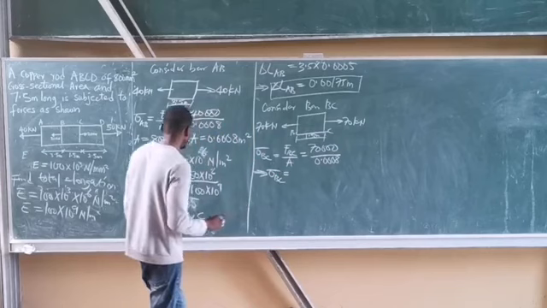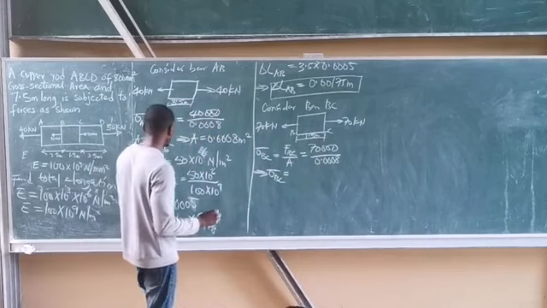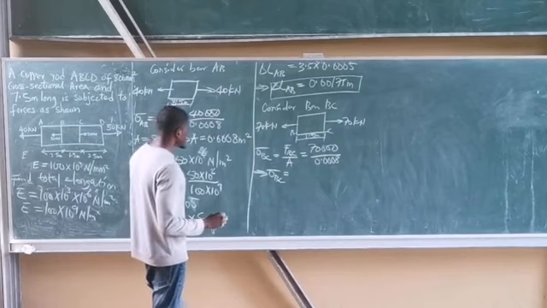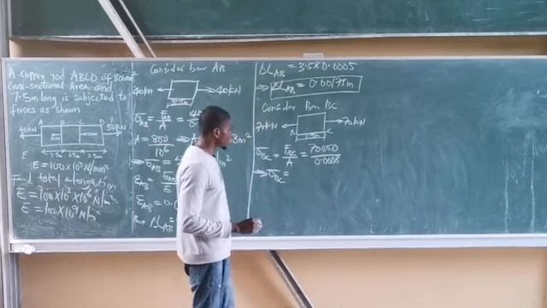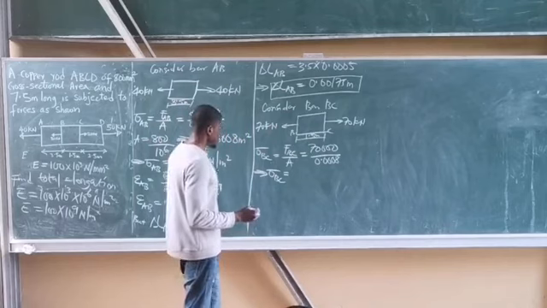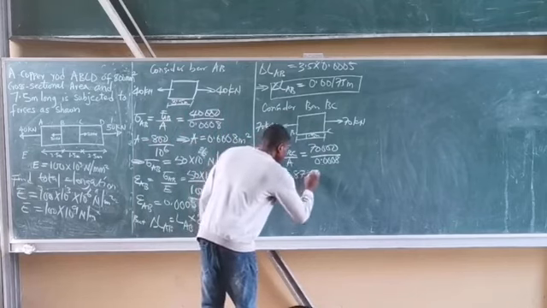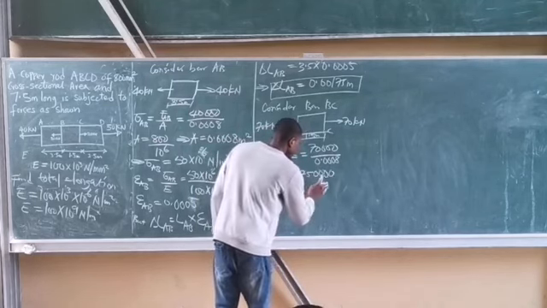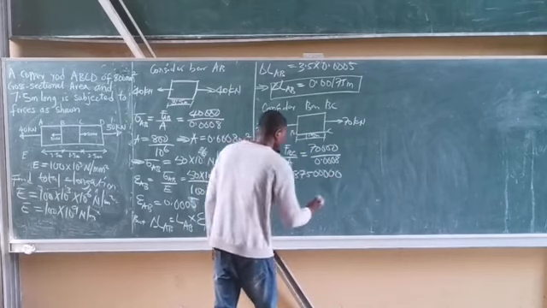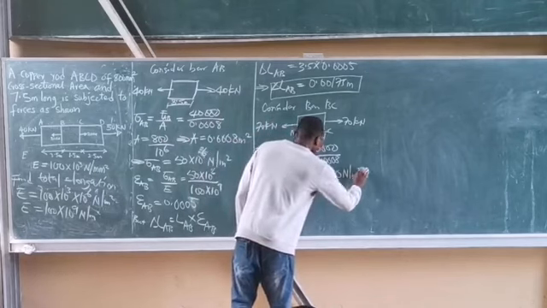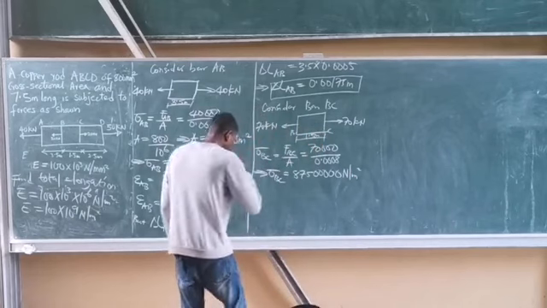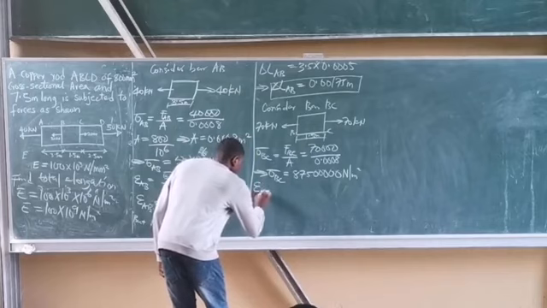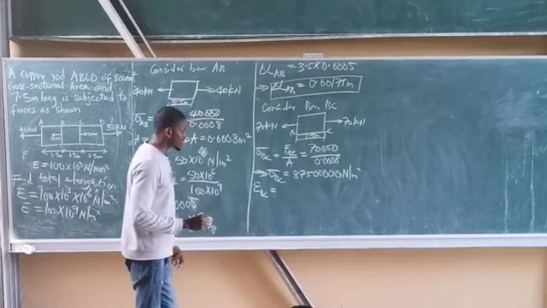So that means the stress in portion BC is equal to 70,000 divided by 0.0008, which is 87,500,000, that is 87.5 megapascals. Okay, so that is the stress. Then the strain in portion BC. After the stress, you find the strain in portion BC.